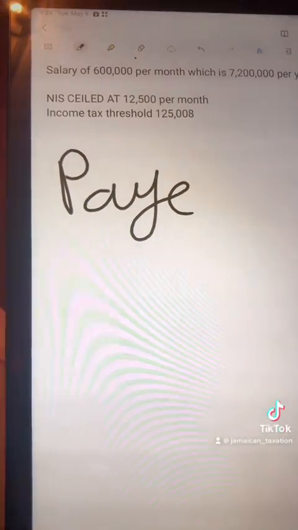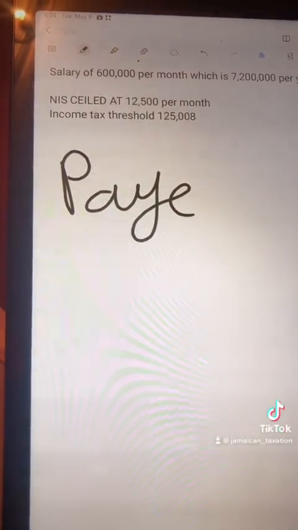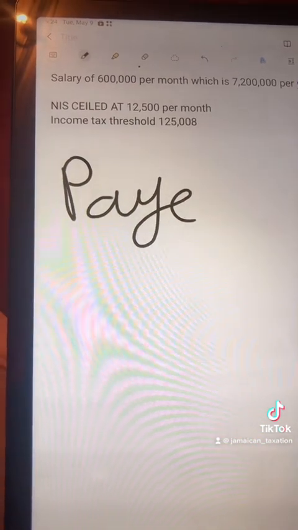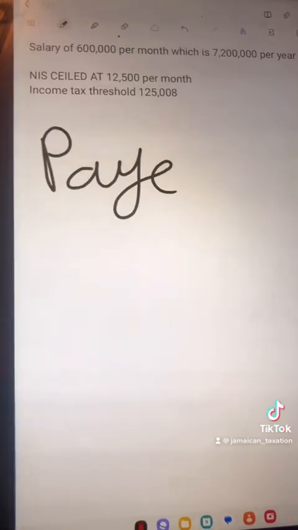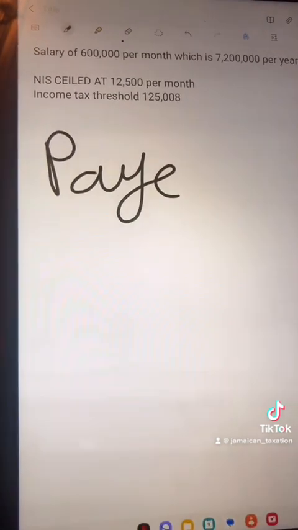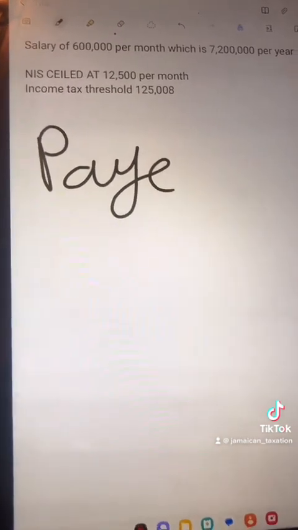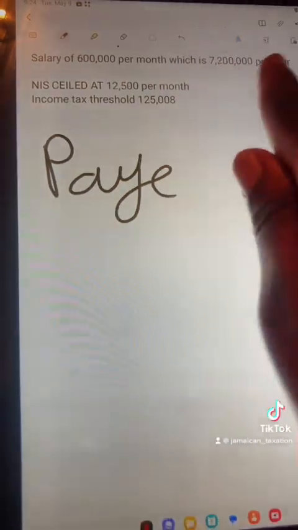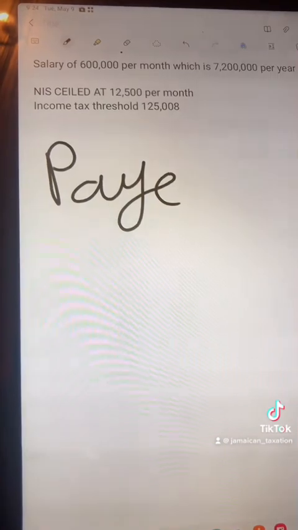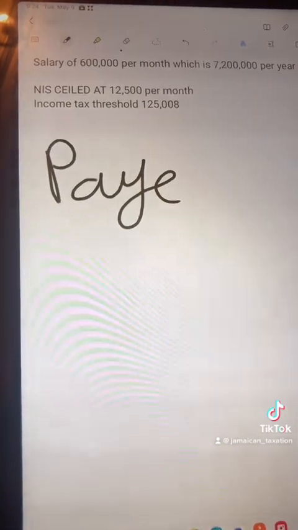Next on the list is PAYE, right? So do remember that PAYE is 25% of your salary when you have a salary of $6 million or less, and 30% of your salary over six million dollars. So in this case, this person is 600,000 per month, which is 7.2. So that's over the $6 million threshold.